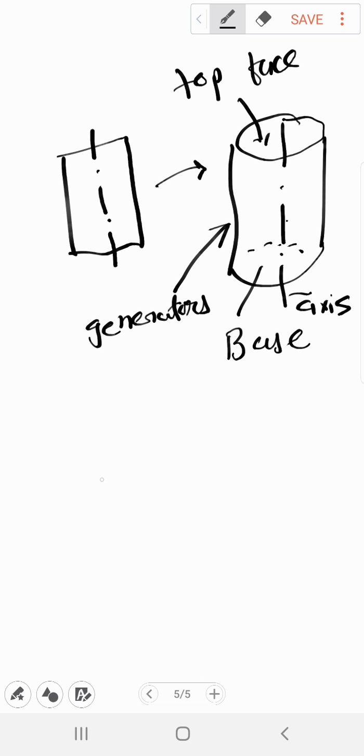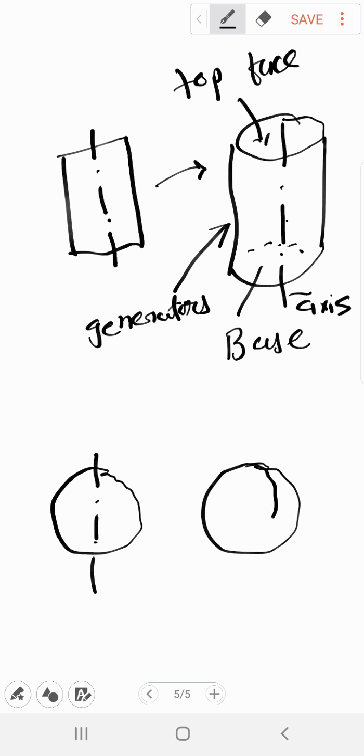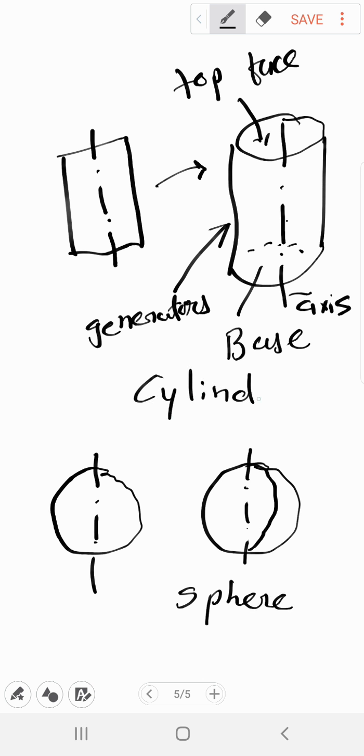Similarly, if we have a circle, and if I rotate this circle about its axis, then it will form a sphere. So these are the basic three types of solids in the projections of solids. Now, knowing this nomenclature, we will try to solve examples of the projection of solids in the next video. Thank you.